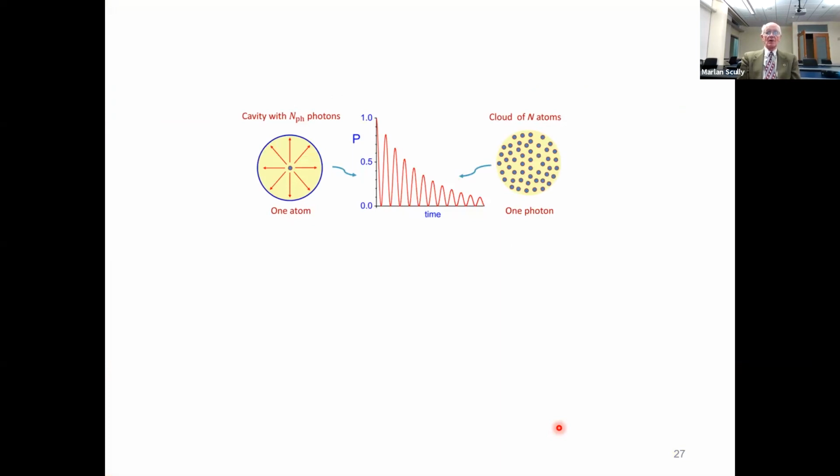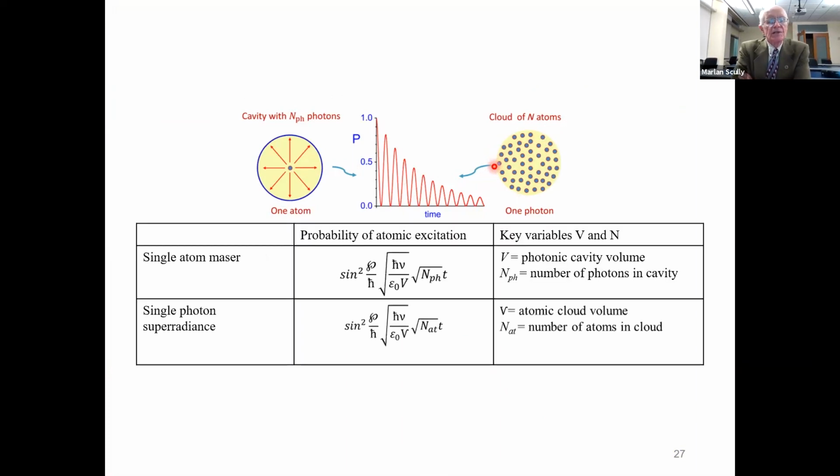in which we see, as on the previous view graph, we have oscillation of excitation of our single atom being excited or single photon being emitted. Now, this stimulated emission, single atom maser type physics is, as we've noted, very analogous to the single photon superradiance. And there is a kind of quantum amplification that can take place in the context of this superradiance, and that we would love to talk about, but that's the subject of another seminar.